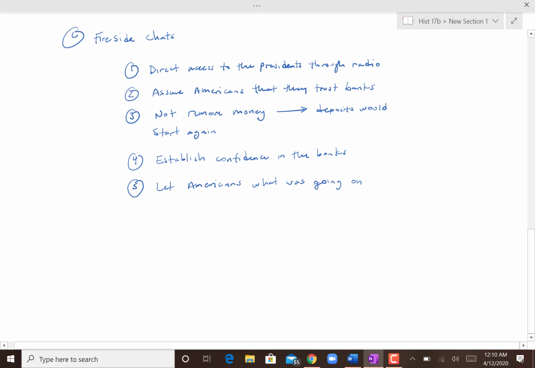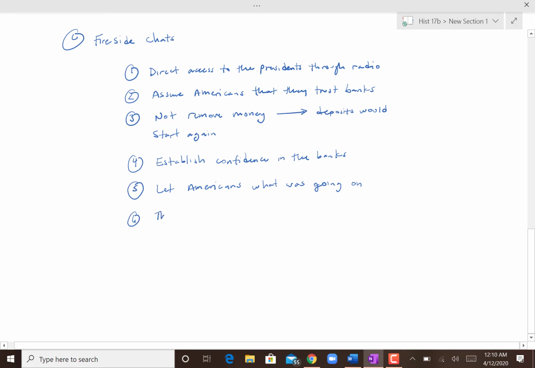So I want us to actually listen to the first fireside chat, which talks about the Emergency Banking Act and the crisis, just to get an idea and sense of how he went about informing the Americans. And it works, because what happens is this is successful. When the banks open back up after the holiday, you had more deposits than you had withdrawals. So his plan worked. So we're going to listen to that now.